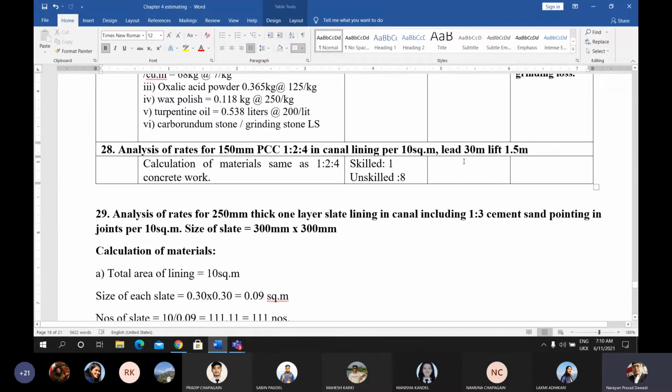For the tools, plants and equipment cost, you can provide 3% of the labor cost, and you get the material cost, labor cost, and the tools and plants cost. After adding them, provide 15% contractor profit and overhead, and again add and provide 13% contractor's tax and VAT. In this way you can do rate analysis by yourself. This is the analysis of rates for 150 mm PCC 1:4 canal lining per 10 square meter, length 30 meter and width 1.5 meter.